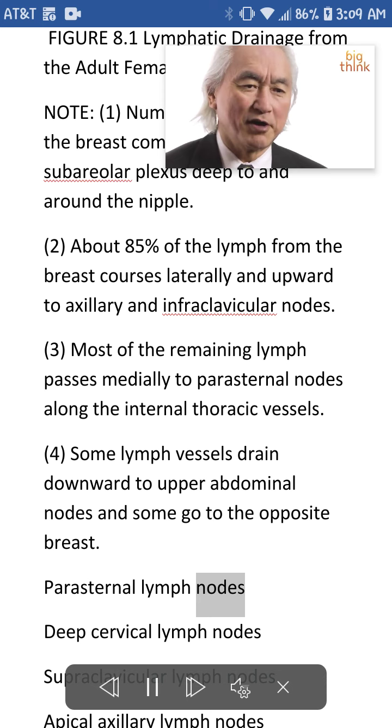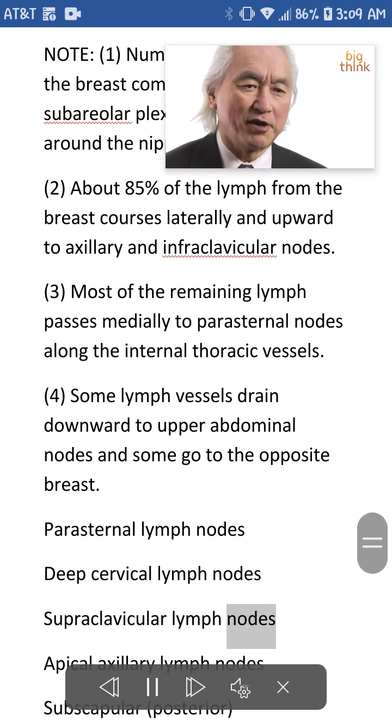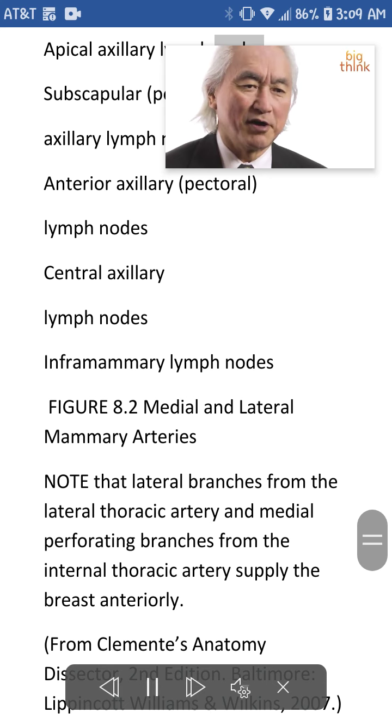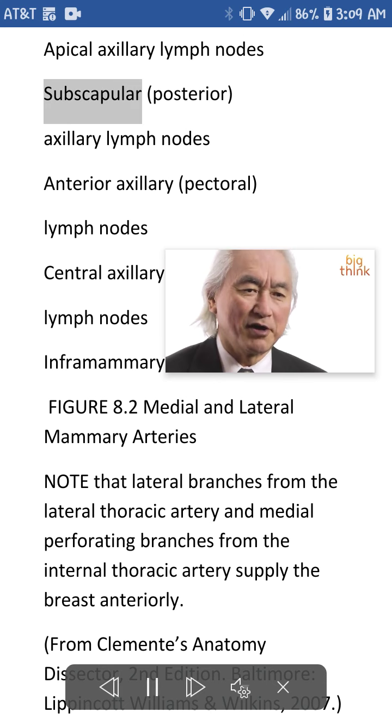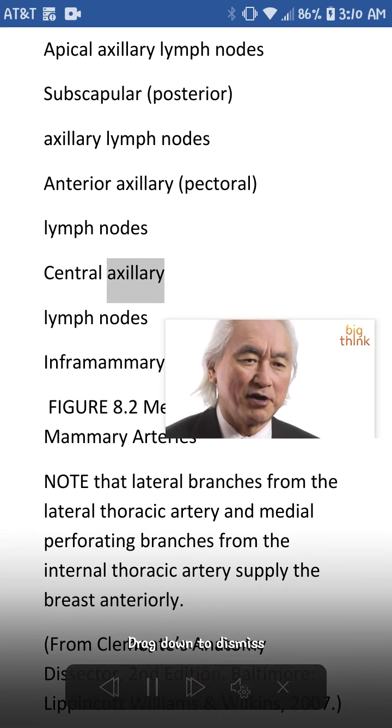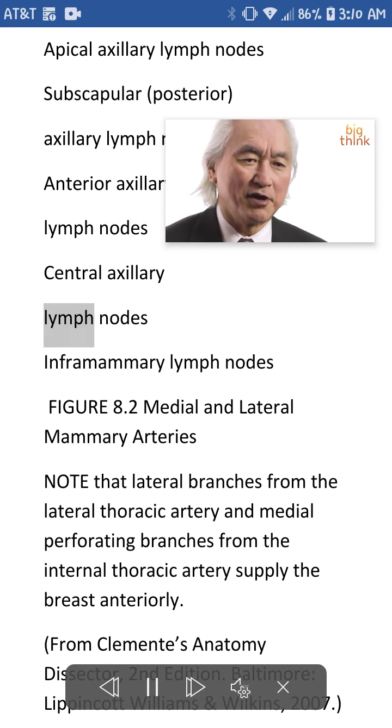Parasternal lymph nodes. Deep cervical lymph nodes. Supraclavicular lymph nodes. Apical axillary lymph nodes. Subscapular, posterior axillary lymph nodes. Anterior axillary, pectoral lymph nodes. Central axillary lymph nodes.